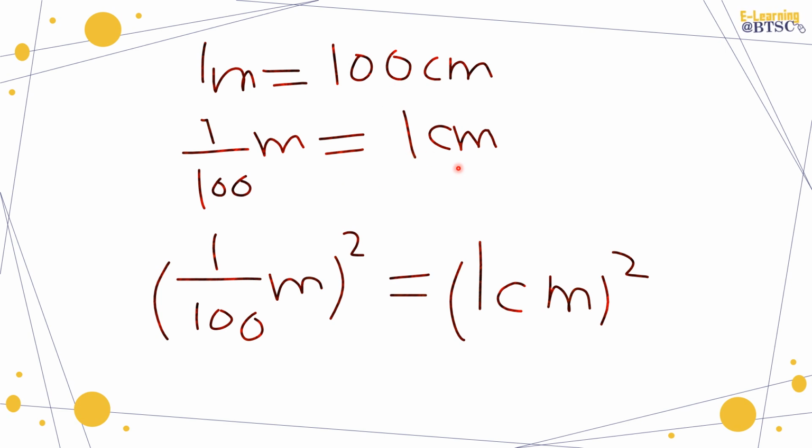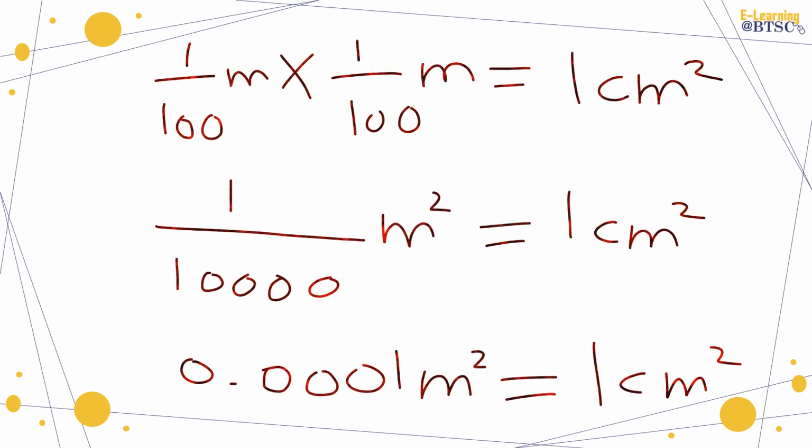And as we are calculating for square meters and square centimeters, so what will we do? We will take square on both sides, taking square on the left-hand side as well as on the right side. As we know in mathematics, if we want to take any next step or operation in the equation, then we have to apply the operation on both sides of the equation. So by taking the square, we will multiply 1 over 100 meter 2 times. As we know, the square exponent means we have to multiply the number with itself 2 times. So we are multiplying 1 over 100 meter with 1 over 100 meter. That will be equal to 1 centimeter square.